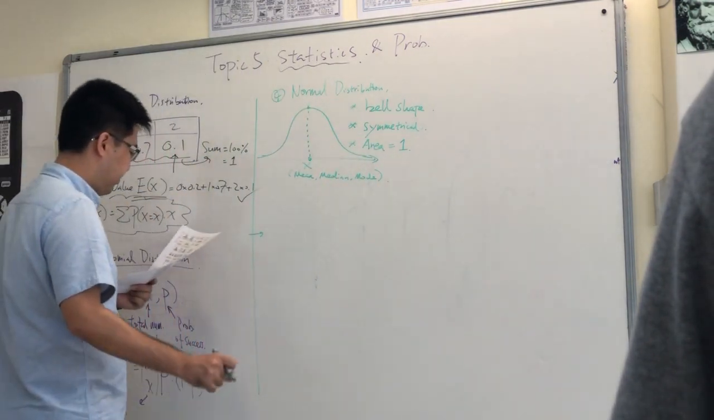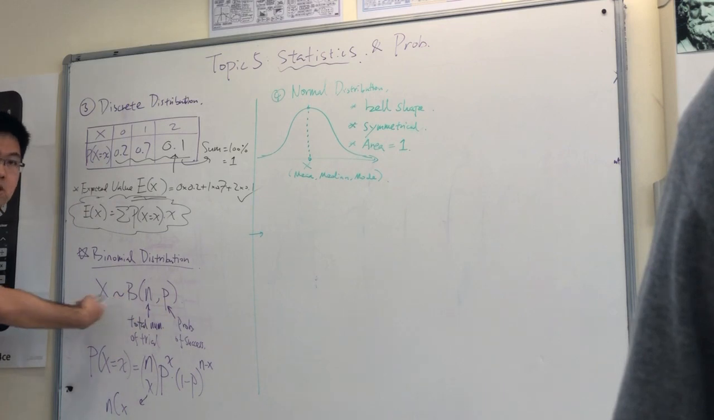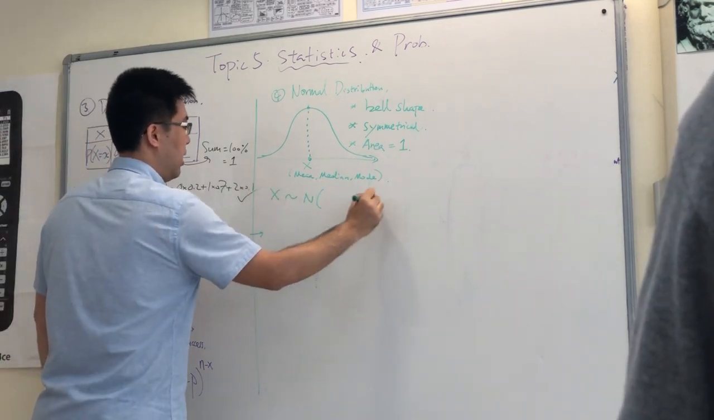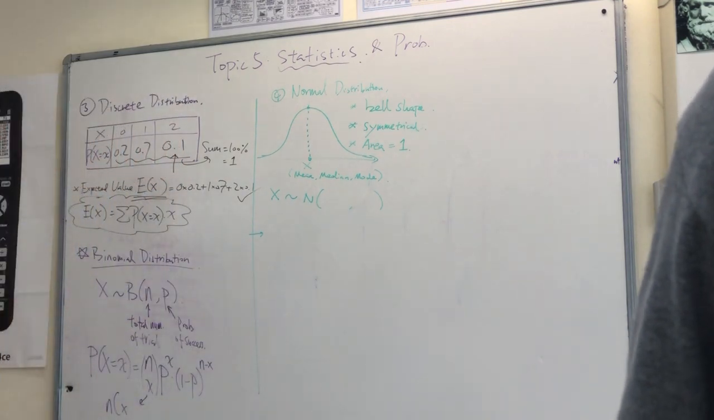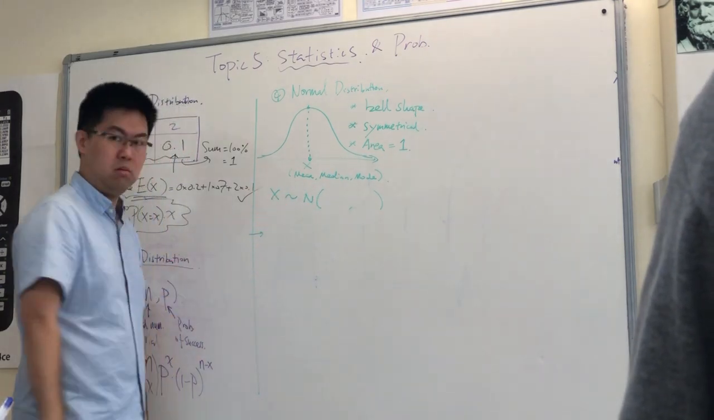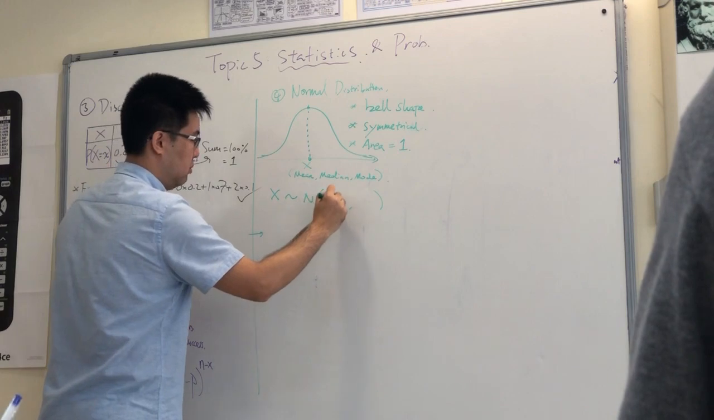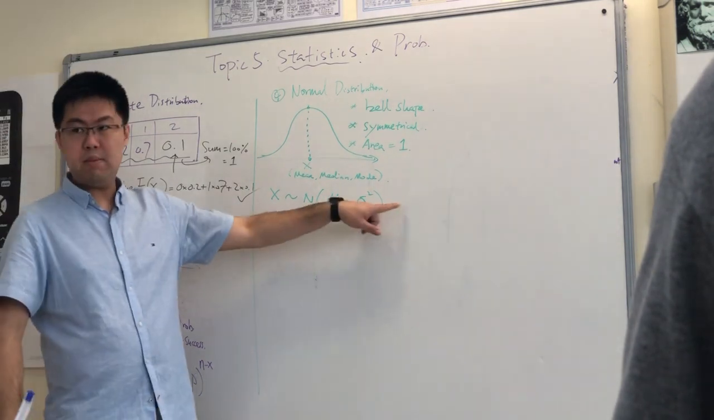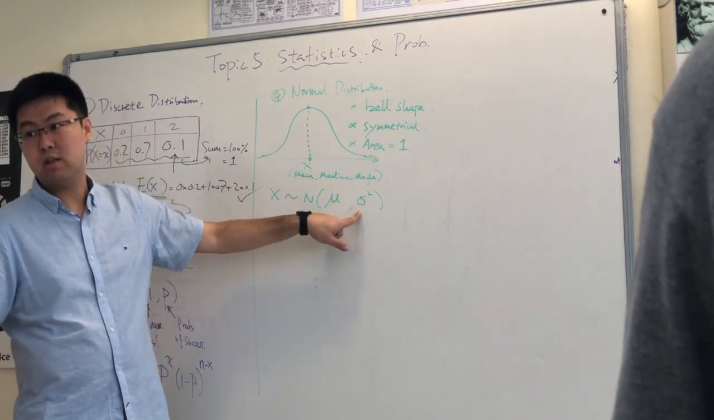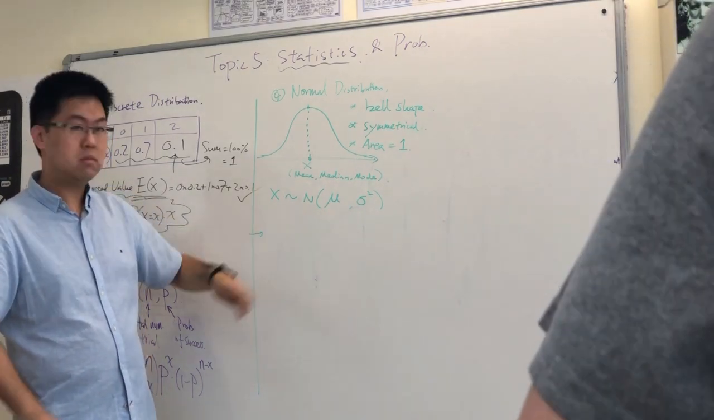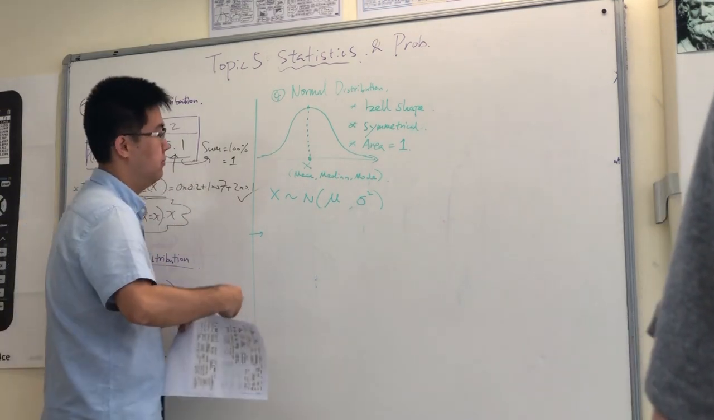For binomial distribution, we use this notation. How do you represent normal distribution? Just N. And what do we have within N? Mu, and the standard deviation squared, the variance. So when you describe it, put the square of the standard deviation. And what's mu? Mu is just the mean, median, mode.